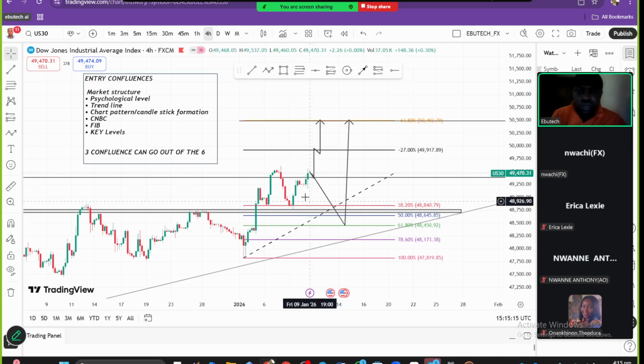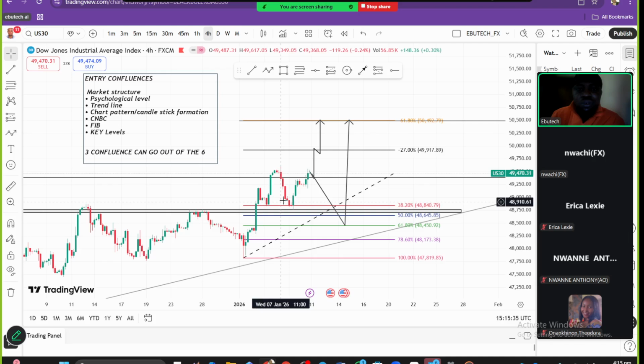Okay, very good. Yes, normally we have double top here, but before we started this meeting, I've already analyzed the market, right? So what I'm seeing here, the market has already done what it is supposed to do on Friday.